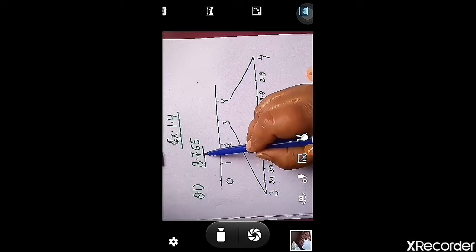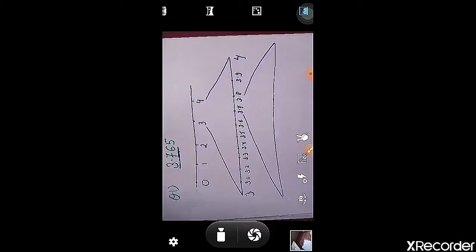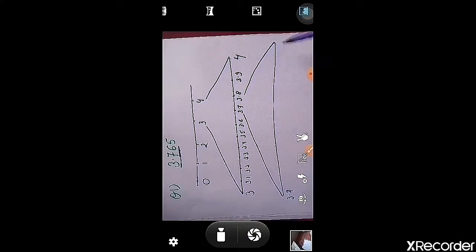Now I have to locate 3.76. I see that after the 3 the digit is 7, which means 3.76 will lie between 3.7 and 3.8. So again we will split it like that. It is 3.7 and it is 3.8, and again we will divide this line into 10 equal parts, like 3.71, 3.72 and so on. I have divided this line from 3.7 to 3.8 again into 10 equal parts.